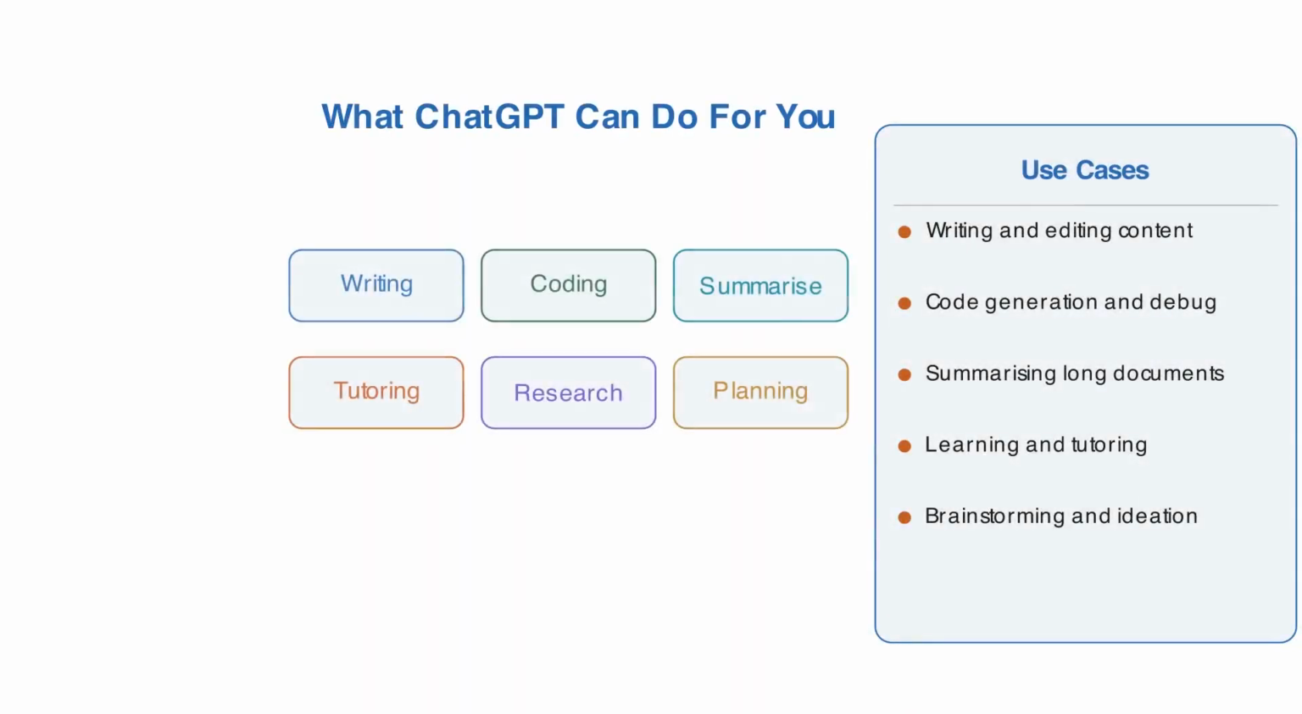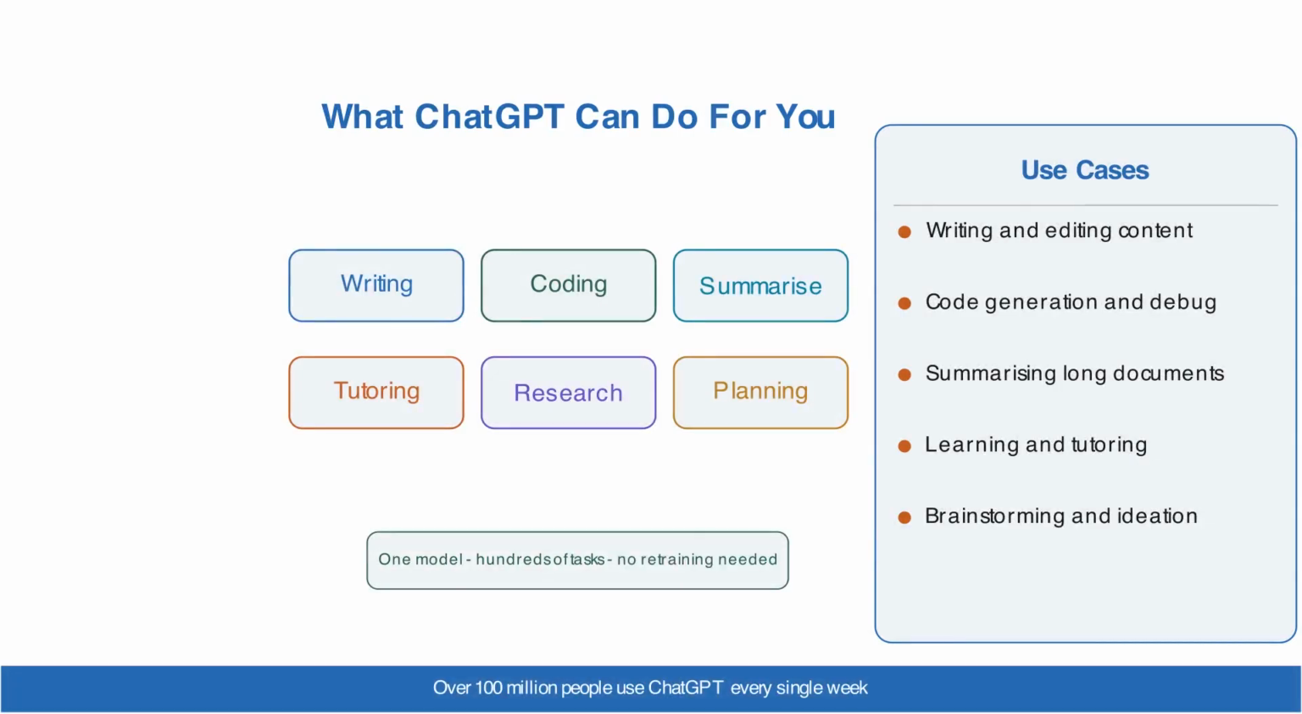One model handles an enormous range of tasks. It writes and edits content, generates and debugs code, summarizes documents, tutors students, and brainstorms ideas. No retraining needed. The same model does all of this simply because of how you phrase the prompt.